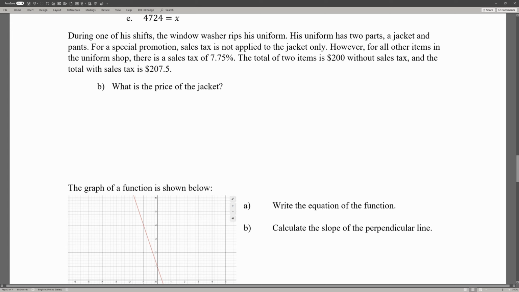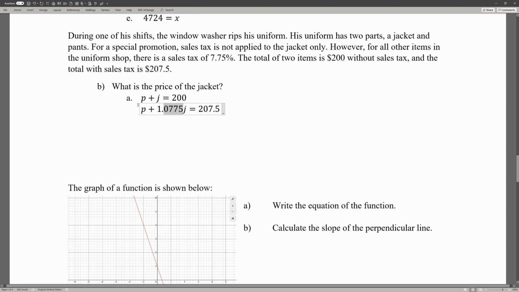So this is a continuation of the other problem, but in this case, this is going to be utilizing systems of equations in order to solve for the price of the jacket. So let's set up the system of equations. The first thing that we have is the total of two items without sales tax. So we could just add the price of the jacket and the pants without adding any sales tax, and set that equal to 200. Then we make another equation. In this case, we're adding the price of the pants with sales tax and the jacket without sales tax, since sales tax is not applied to the jacket. Then we set that equal to $207.50. And here is our system of equations.